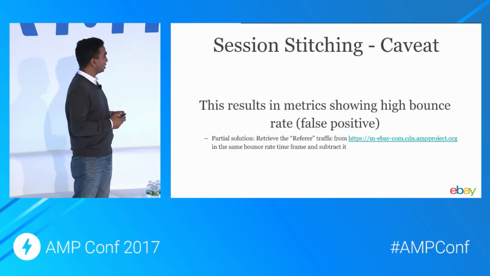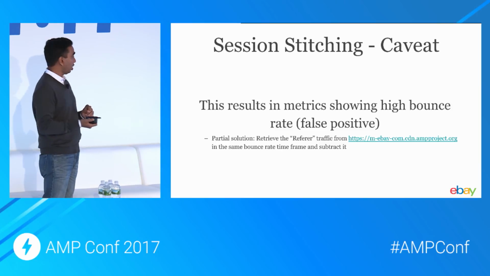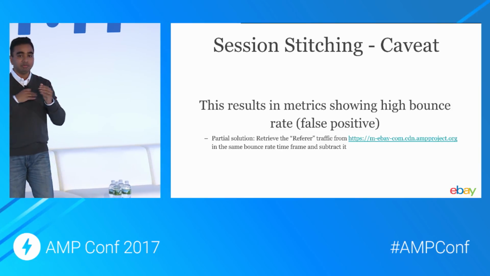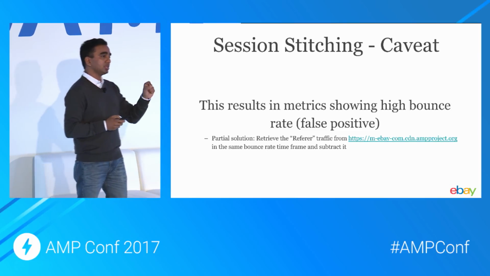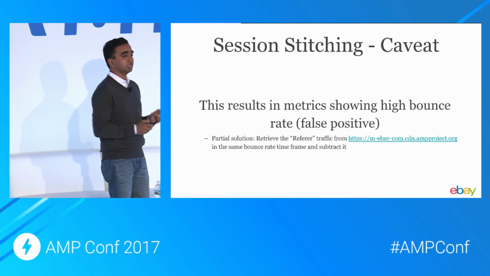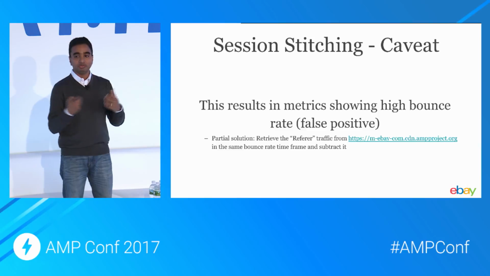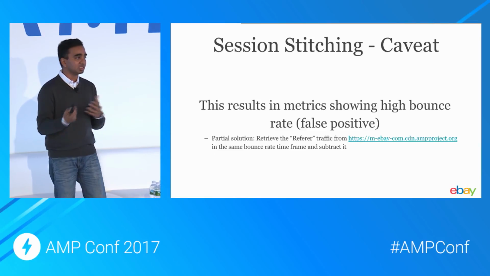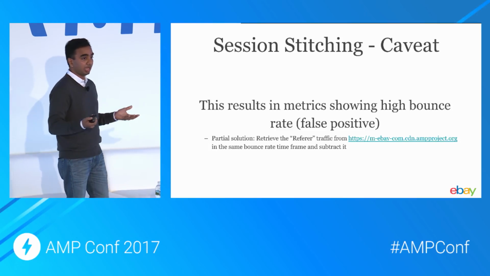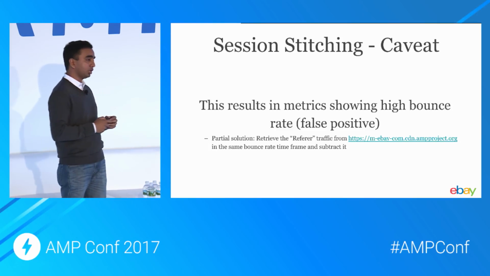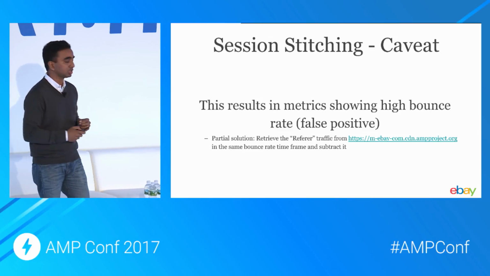We have a partial solution here. What we do is we retrieve the referrer traffic from amp-project.org in the same bounce rate interval, and then we subtract it from the bounce rate. This sort of gives us a solution, but you can't always rely on referrer headers because referrer headers is not session. The same user can go back and forth, and it will be treated as a new user if you just stick to referrer, because referrer doesn't have any other context built into it. So that's why we do not recommend this fully, but this is what we have in hand, and we are going to work more on how to resolve this, because all our metrics are sort of skewed now when it comes to getting exact information on how the transaction works.